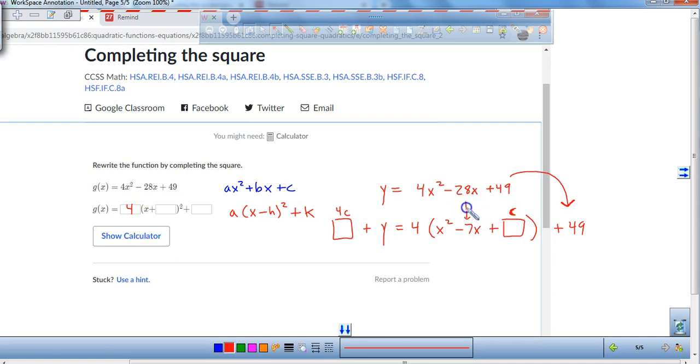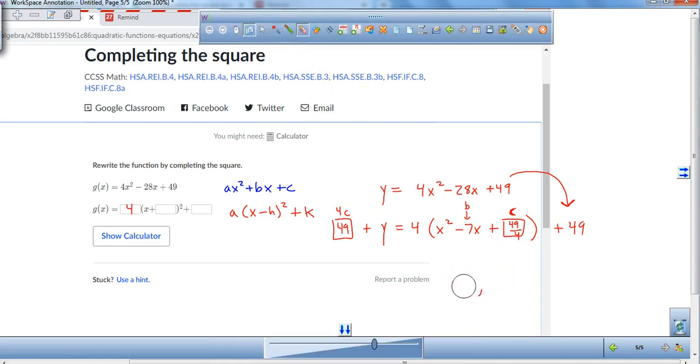There's our b value right there. We're going to take negative 7, divide it by 2, and square it. That's going to become 49 over 4. When I multiply that by 4, those 4s are going to cancel out, and 4 times c actually becomes 49. So it looks like the square had already been completed. I'm going to go ahead and erase this real quick.